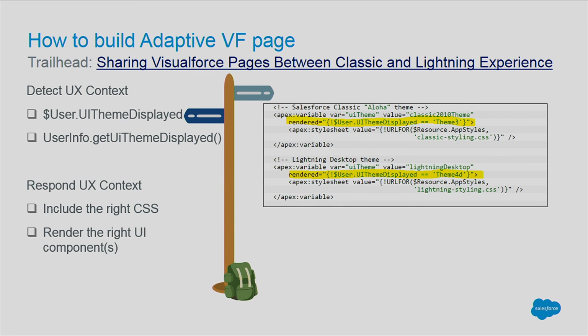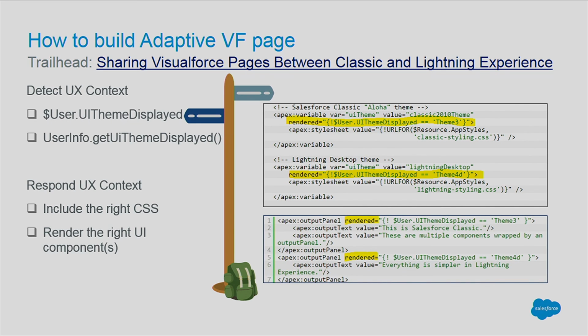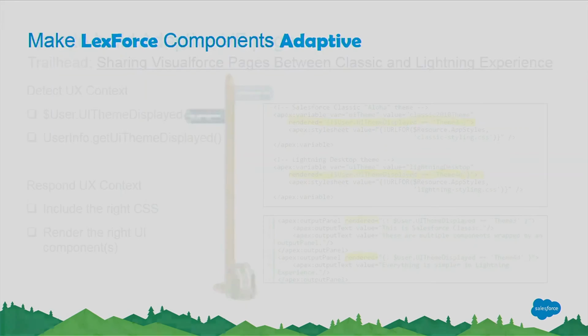For example, you can include the right style sheet for your application, so that's the way to load a different style sheet. Also, you can render the page components differently according to the current context. All of this is done by the rendered attribute. We use this one to control which section of the page should be loaded. So that's how we build an adaptive VisualForce page.